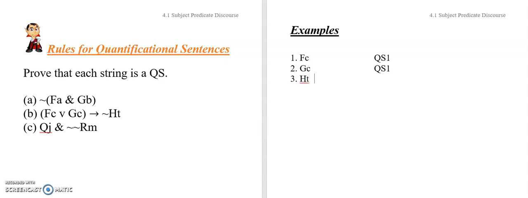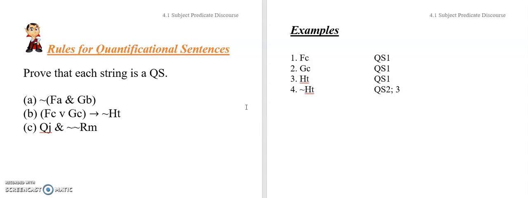Then of course HT, and notice you can't get not HT right away, you have to get HT first. So this is going to be a quantificational sentence by QS1. Now what we want to do is build up the different parts, and there are some ways in which you can do this differently, but some ways in which you cannot. So we'll do not HT, and that's going to be QS2 on line 3, of course.